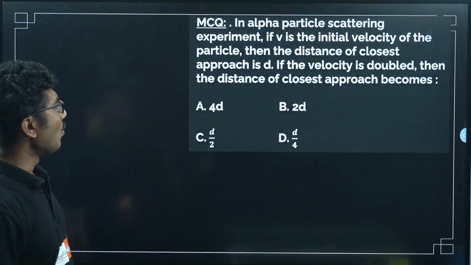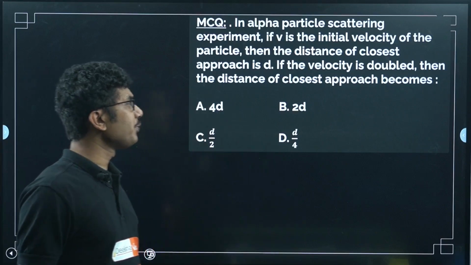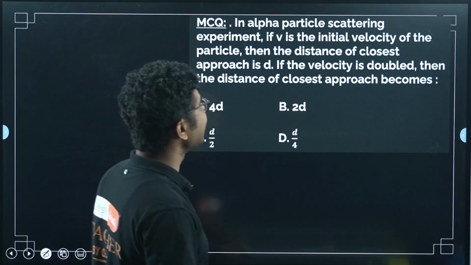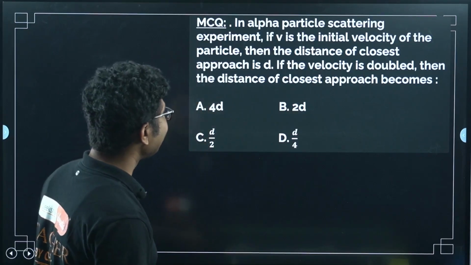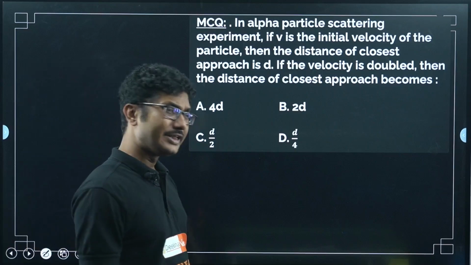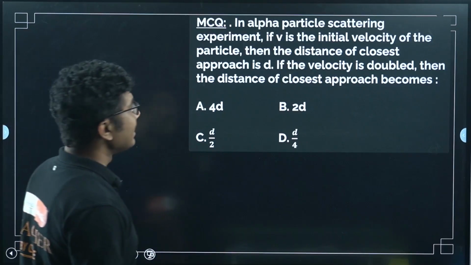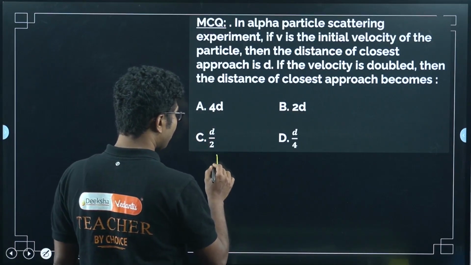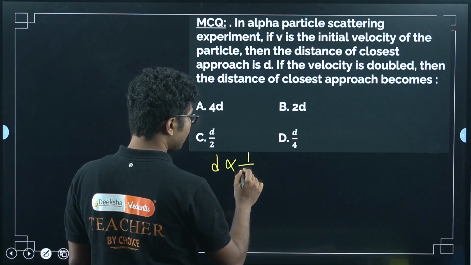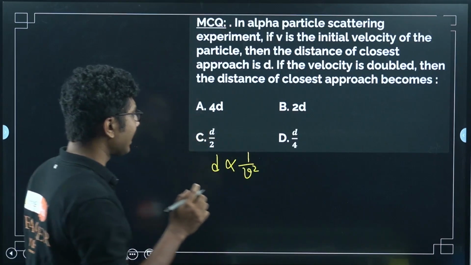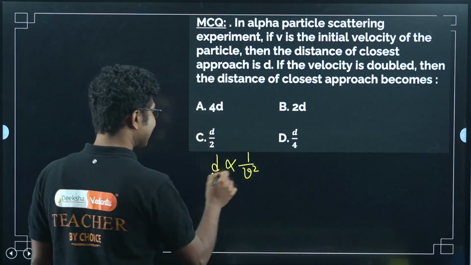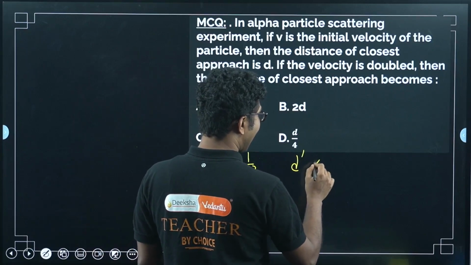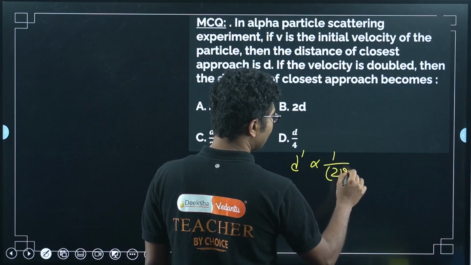Now let's look into one problem from your previous KCET question paper. In the alpha particle scattering experiment, if v is the initial velocity of the particle, then the distance of closest approach is d. If the velocity is doubled, then the distance of closest approach becomes? We know that the distance of closest approach is inversely proportional to the square of the velocity. So for the first case it is d with velocity v. For the second case, say it is now d dash and the velocity is 2v.